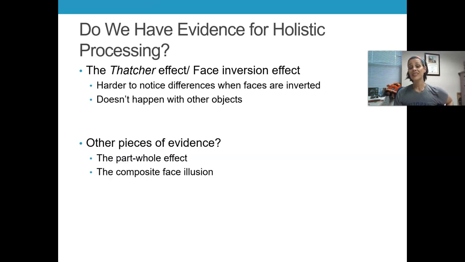Now, what other pieces of evidence do we have for faces being special and us processing faces holistically? Well, first we have something called the part-whole effect. This is basically the finding that it's easier for us to identify somebody's eyes or nose or lips, their features, if they are presented in a whole face rather than if they are presented in isolation. So it's easier for us to identify a feature if it's presented in a face rather than if it's presented on its own.